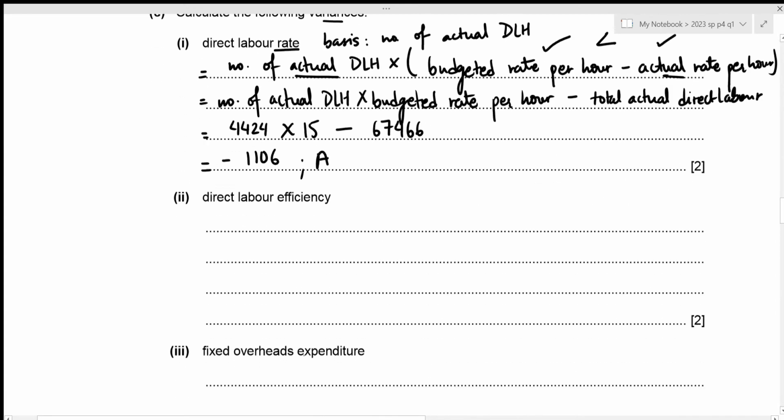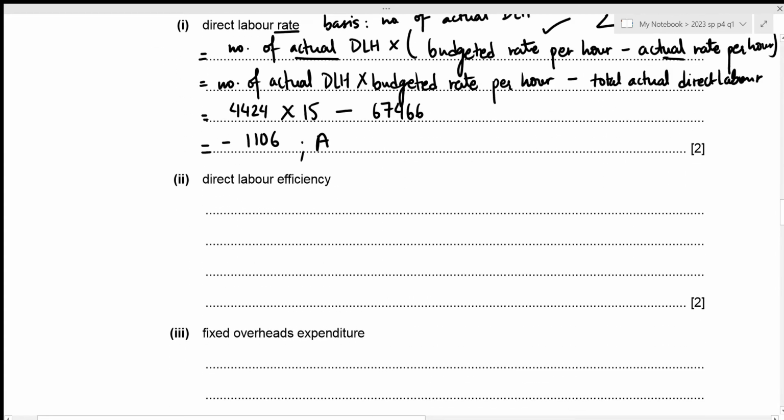Okay, now we need to figure out the direct labor efficiency variance. We're talking about efficiency here, which means that we can keep our rate constant. So we can keep our rate to be budgeted rate per hour.